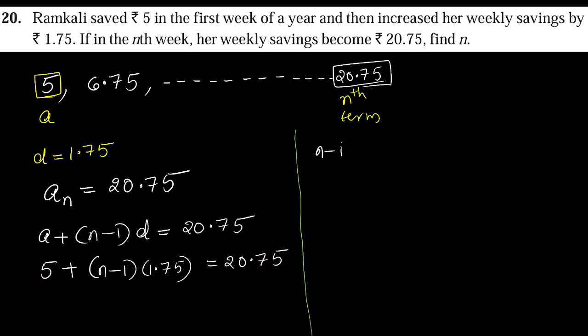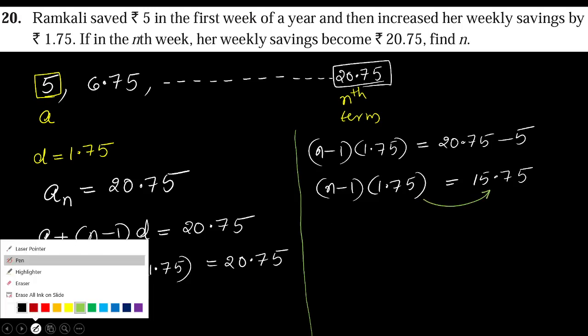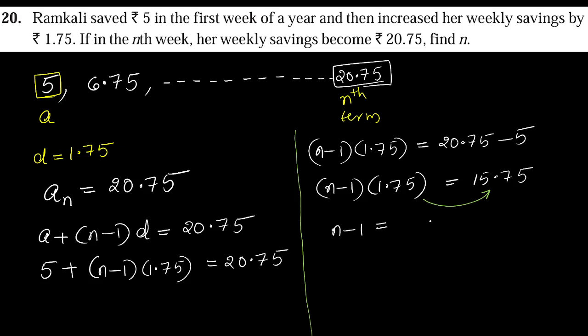So what we get? N minus 1 into 1.75 equal to 20.75 minus 5. I have taken this 5 to the other side. So we get n minus 1 into 1.75 is equal to 15.75. So in the next step what we can do? This 1.75 taken to the other side. We get n minus 1 equal to 15.75 by 1.75.